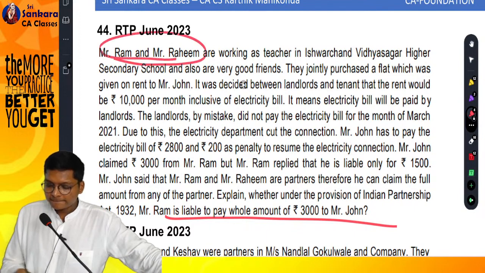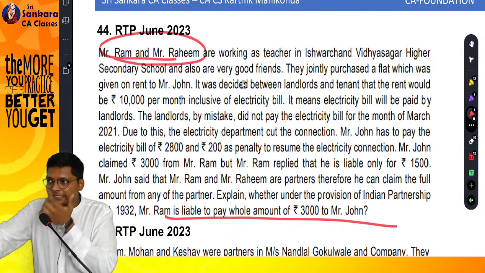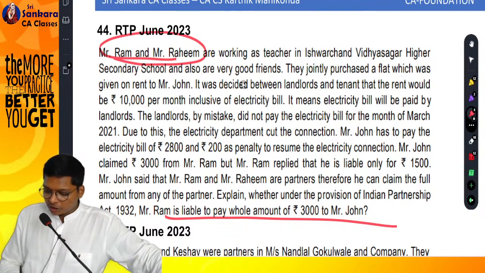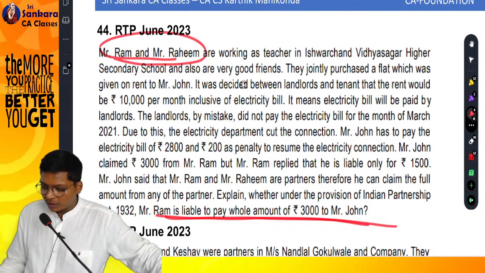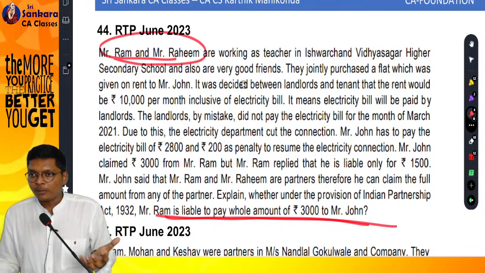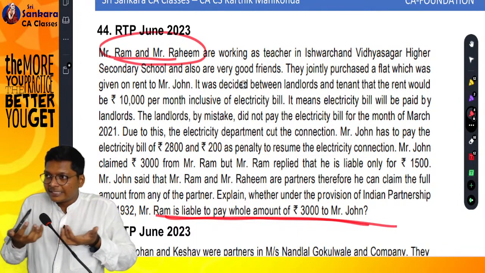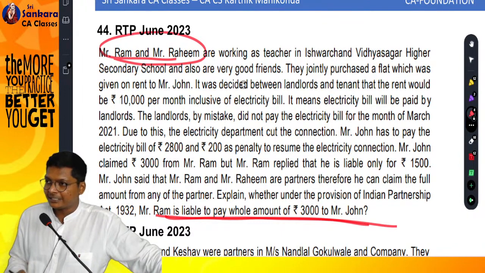These both are two joint owners of the property. They are joint owners of the house. Now what they are saying, who paid the full rent? Is Ram liable to pay the whole amount to John? In case of joint promisor, you have to pay, partnership also equal liability. Only half of the balance you will recover from the other party.